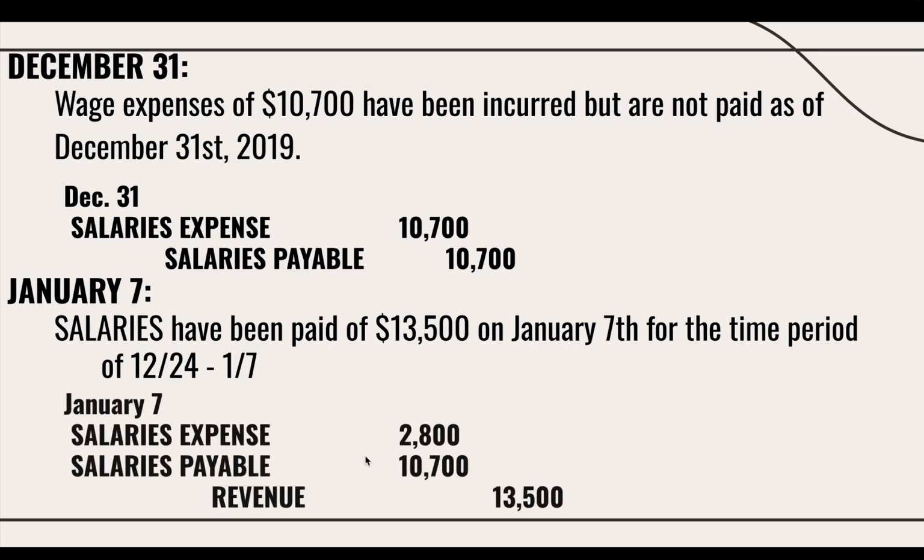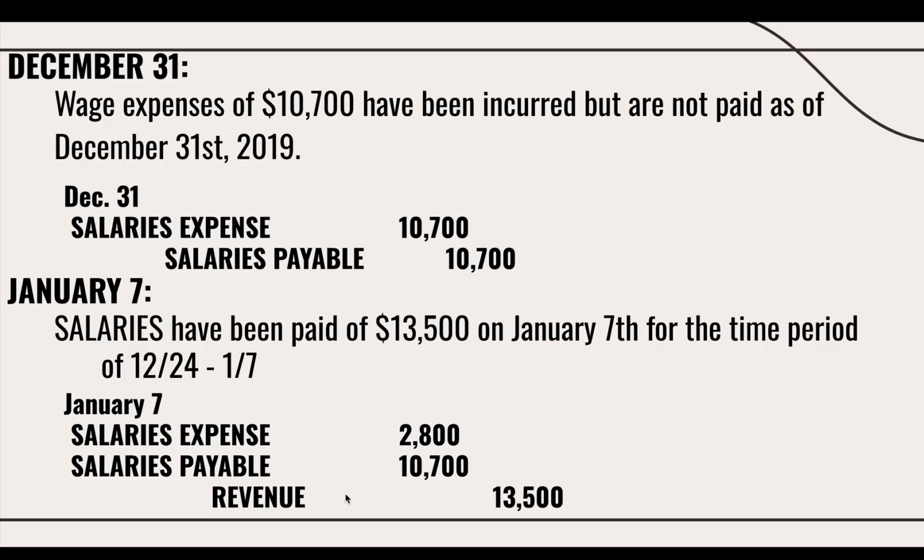And once again, that's a debit to the difference because if the salaries were $13,500 and $10,700 were from last year, that means $2,800 must be from this year. We no longer owe that $10,700, so I'm subtracting from the liability. That is a debit to the liabilities subtraction. I owe $10,700 less, and that is incorrect.